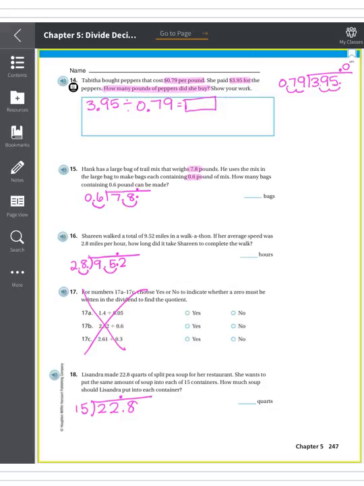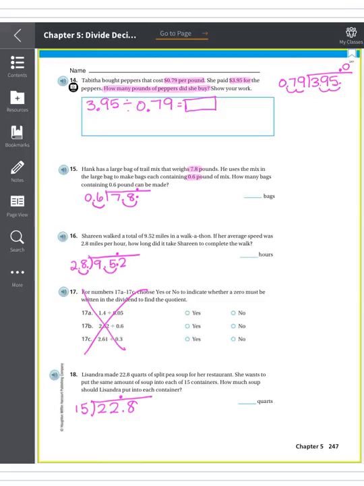Okay. Number 15. Oh, and on here, remember you can't divide a decimal into a decimal, so you're going to want to move the decimal places however many places, so there's no longer a decimal in the dividend or in the divisor.